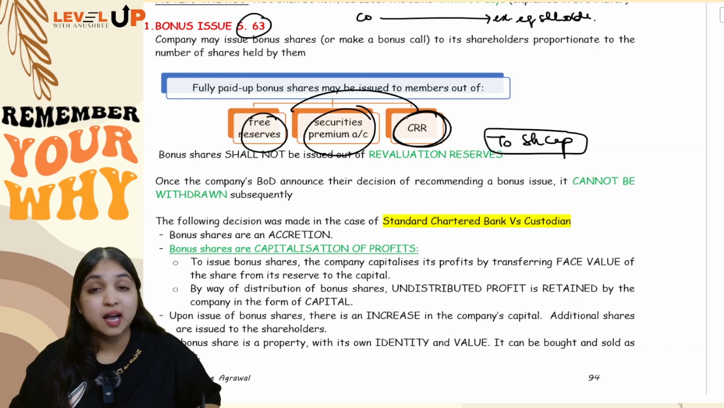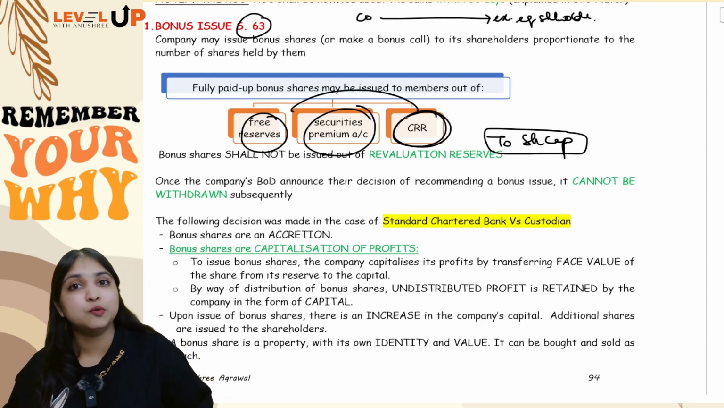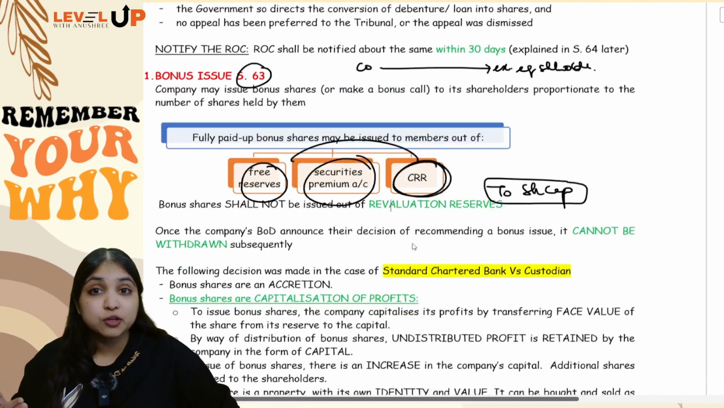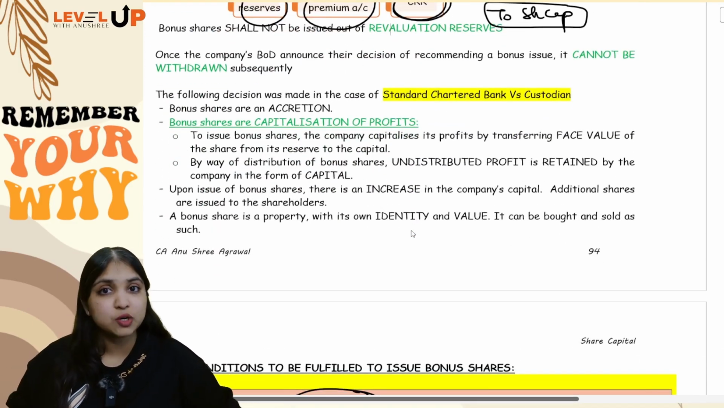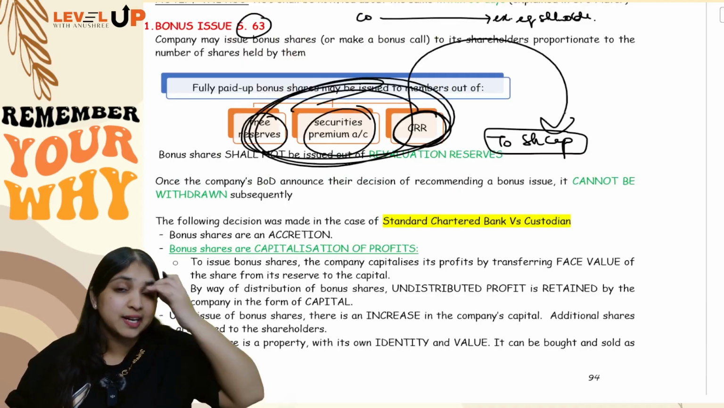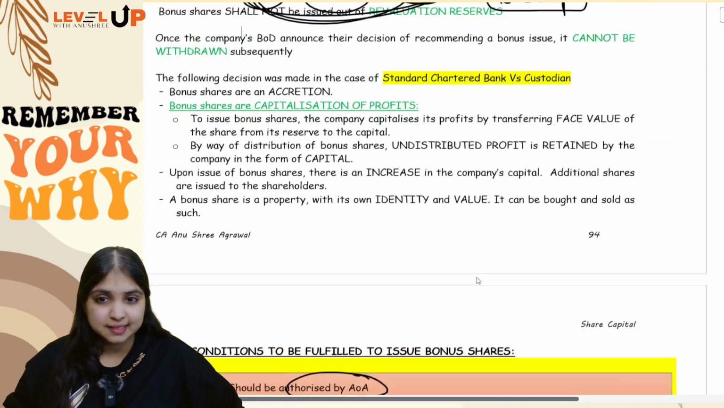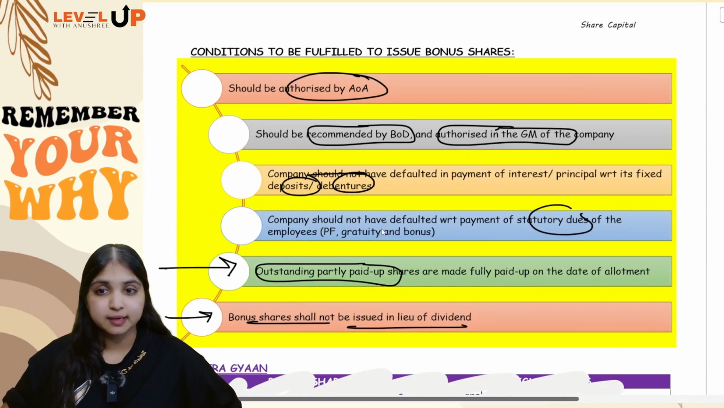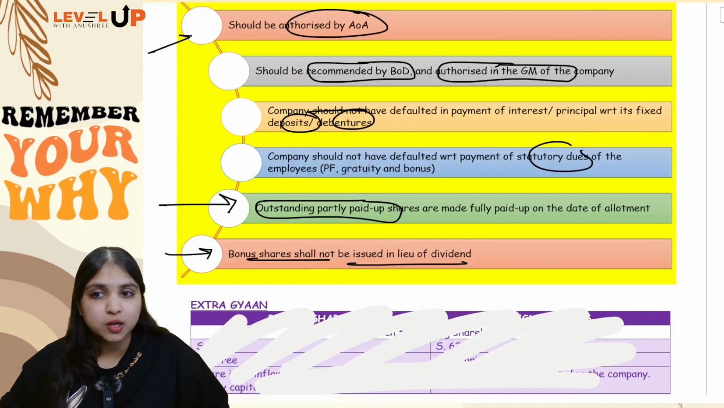In fact, we learned CRR can't be used for any other purpose except to issue bonus shares. Revaluation reserves and all we can't debit. Then we learned that bonus share is nothing but capitalization of profits, because we are simply taking money from the reserves account and putting money into the share capital account. So we are simply capitalizing the reserves. This was also held in the case of Standard Chartered Bank versus Custodian. And then we saw the conditions. It has to be authorized by the AOA.